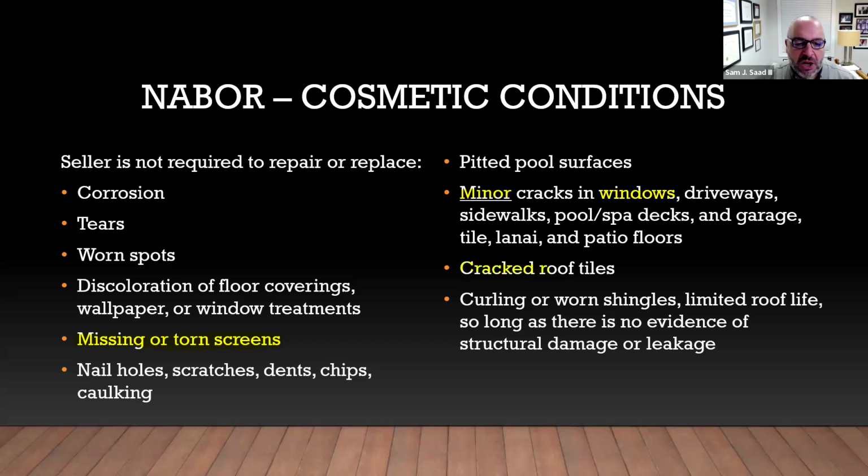Again, cracked roof tiles. This is actually similar to FRBAR in that the cracked roof tiles don't have to be replaced under FRBAR. Missing roof tiles have to be replaced, but under NABOR, they do not. Then, of course, curling and worn shingles, limited roof life, as long as there's no evidence of structural damage or leakage. Basically the same test under NABOR and FRBAR for when you have to fix the roof, whether it's leakage or structural damage. But they do have the minor, again, without the definition, which drives me crazy.